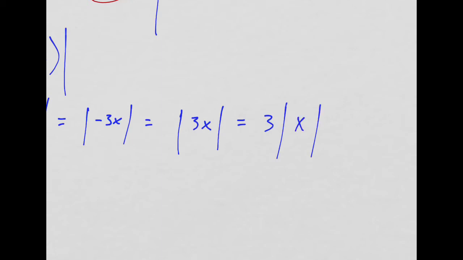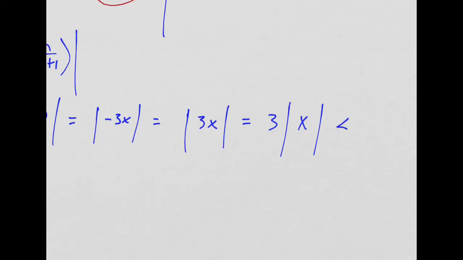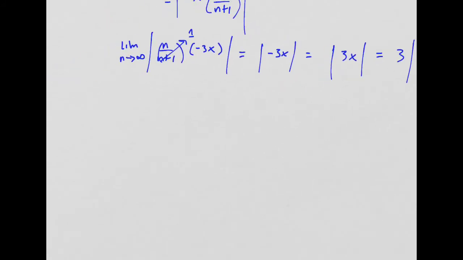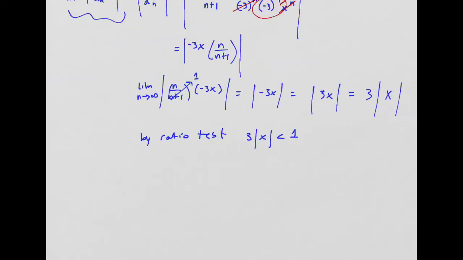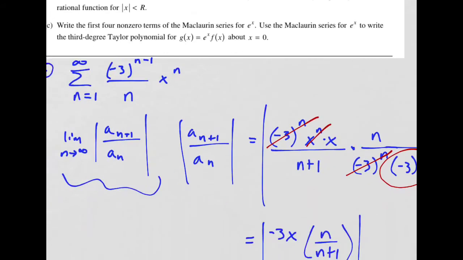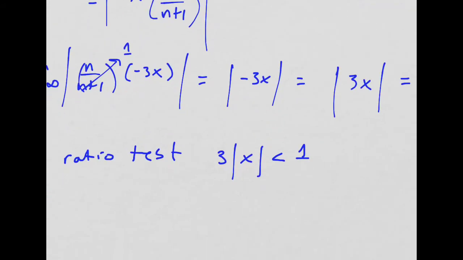How come you don't need the absolute value on the 3 anymore? Well, I evaluated it. It's not like the 3 is going to change. The x is going to change, so that's where it needs the absolute value. The absolute value of negative 3 is 3. And this has to be less than 1. So by the ratio test, it has to be less than 1. All I have to do now is get the absolute value of x by itself, so I just divide by 3.